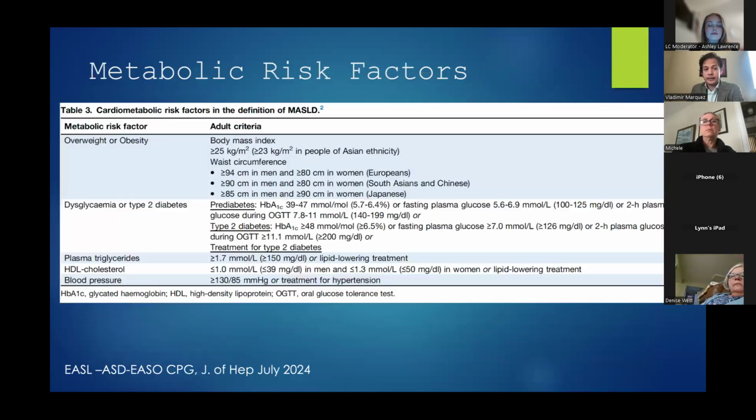fatty liver disease. So these are those metabolic risk factors that I was talking about, the presence of obesity based on BMI, which is not always perfect on everyone, the waist circumference, the presence of type 2 diabetes or diabetes in general, the triglyceride levels and the cholesterol levels in the blood, and also the presence of high blood pressure.